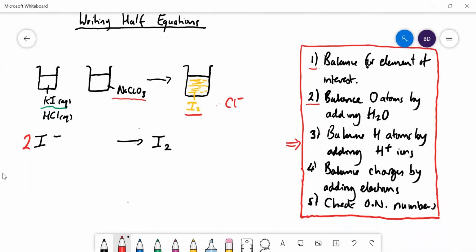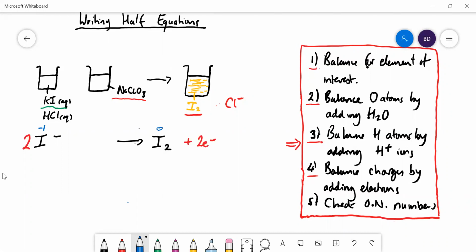Balance for oxygens, we don't need to do anything. Balance for hydrogens, don't need to do anything. Balance the charges, yes, we do need to do that. We've got 2 minuses on the left and 0 on the right, so we've got to put 2 electrons in there. Finally, check your oxidation numbers. So -1 for iodine there, and it's going to be 0 for the element. So -1 to 0, it's gone up, it's been oxidized, oxidation is loss. Are we losing the right number of electrons? We're losing 2. Well, we've gone from -1 to 0, which is 1 electron only, but there are 2 atoms, so 2 is the right answer there. So that equation is complete and checked.